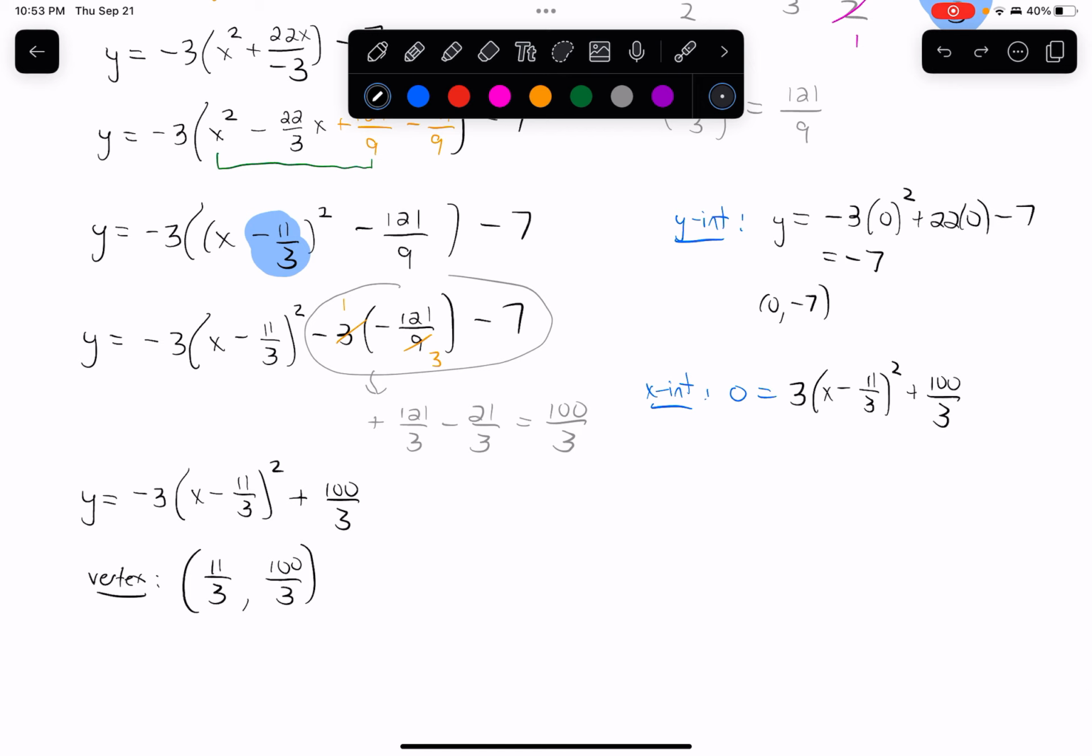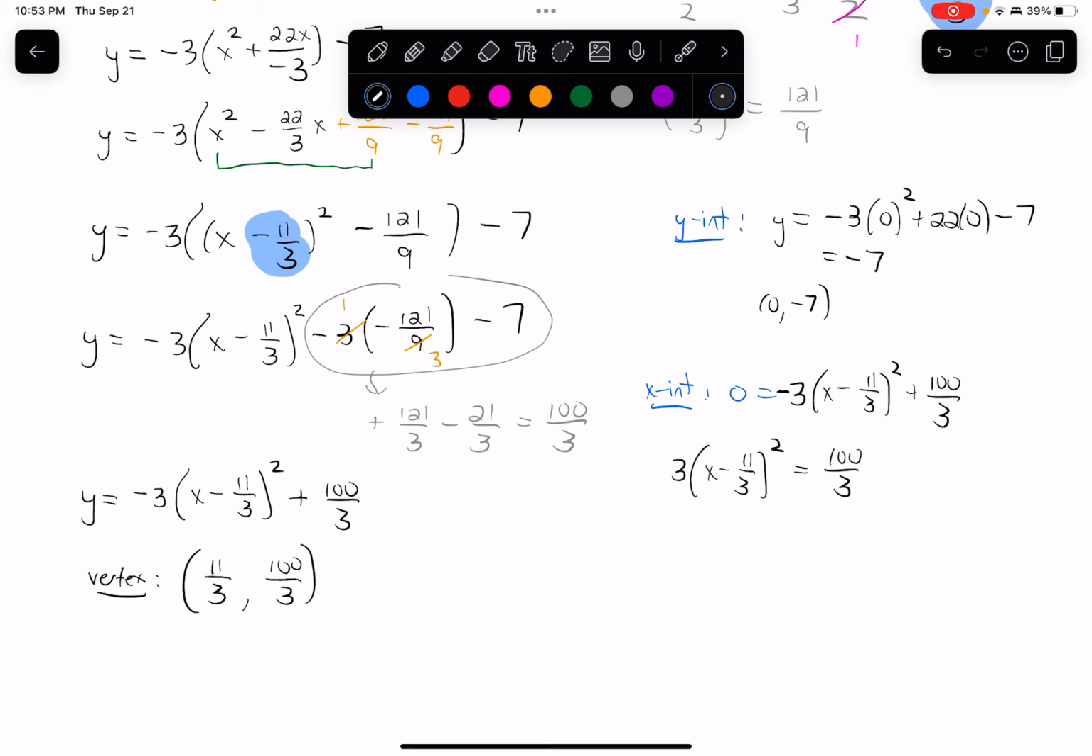Oh, and whoops, sorry. I think I forgot to put the negative sign in front of the 3, right? Because that negative sign was there. Okay, all right, so let's rearrange this. Let's move this negative 3 thing to the other side. That'll make it a positive. So positive 3 times x minus 11 over 3 squared equals 100 over 3.